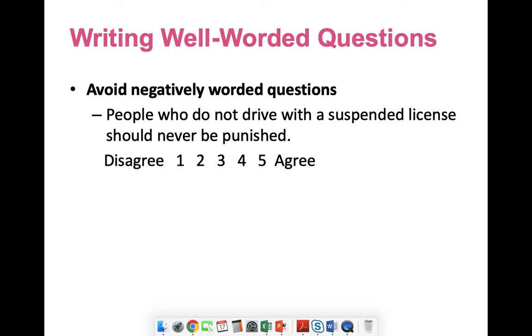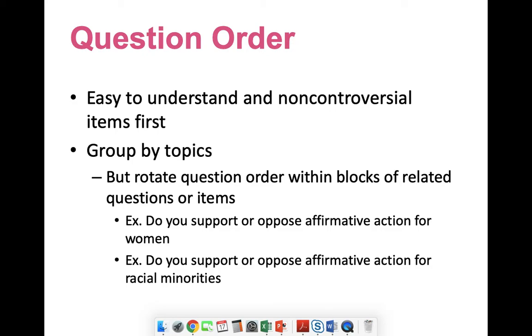So we want to avoid negatively worded questions because they're difficult to interpret. It places a cognitive load on people, and it can obscure their true feelings about a question because they don't understand the question in the first place. All right. So that's how we word questions.